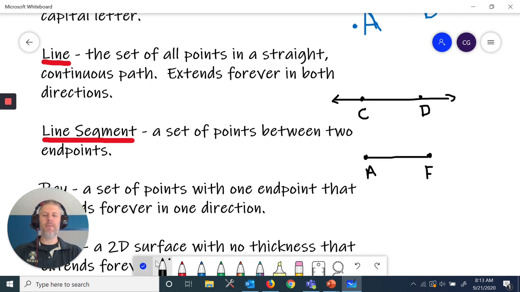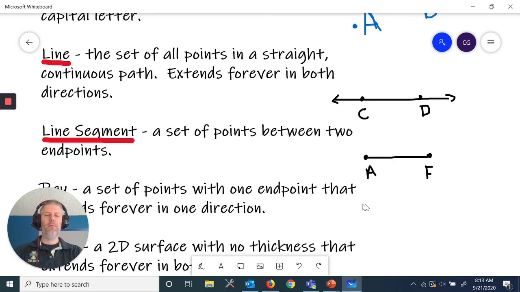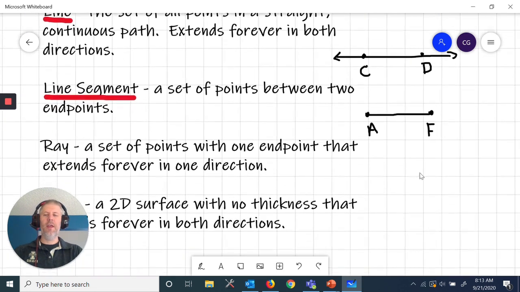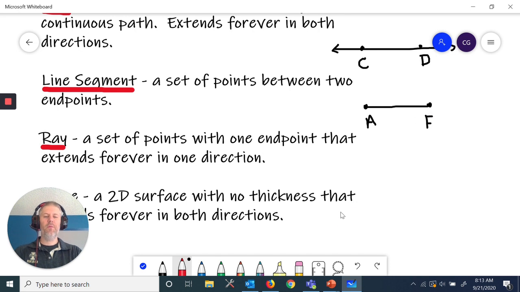The next thing is called a ray, which is a hybrid between a line segment and a line. It's the set of points with one endpoint that extends forever in one direction. So you think about it: a line goes both ways, a segment stops in both directions, and a ray goes forever in one direction. So there's my ray.